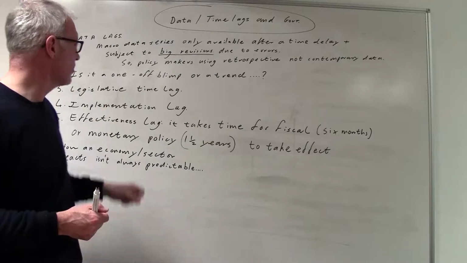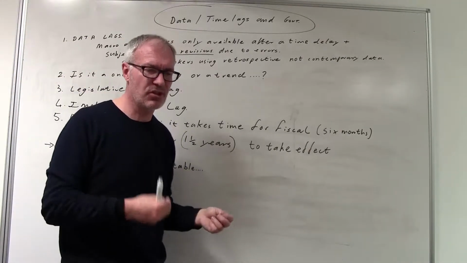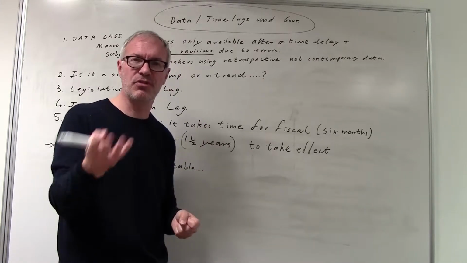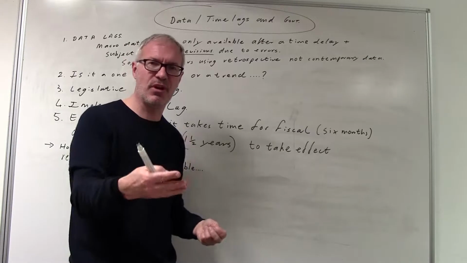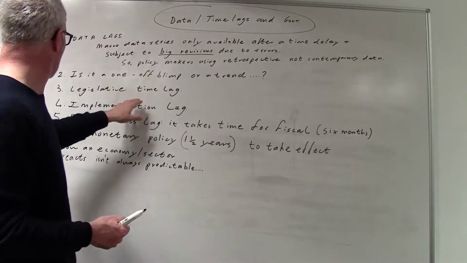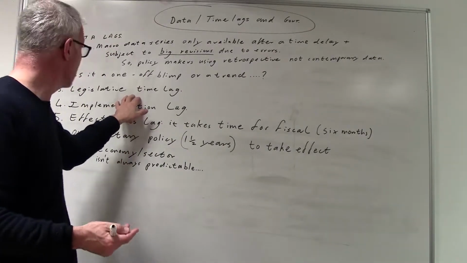The third problem is you have a legislative time lag. So if you're going to introduce a change in fiscal policy, it's generally in a budget that has to be introduced with legislation through a parliament, and this takes time, often months. Changing interest rates, of course, can happen much more immediately.